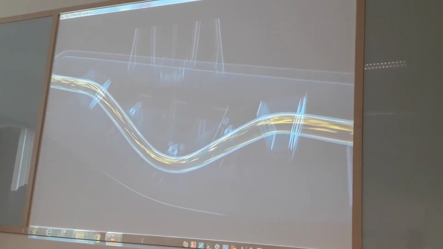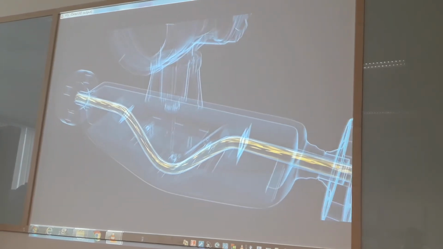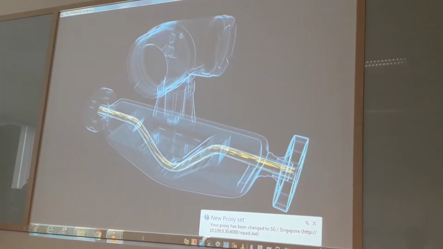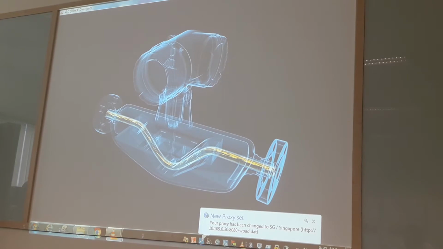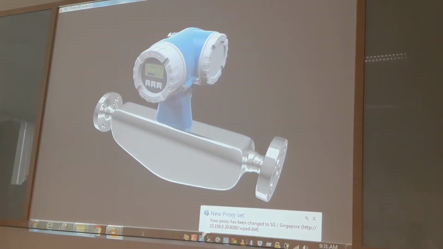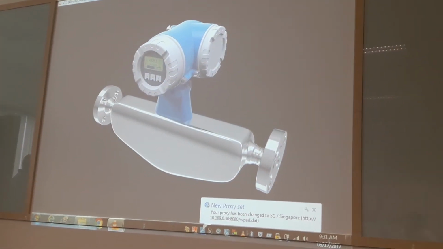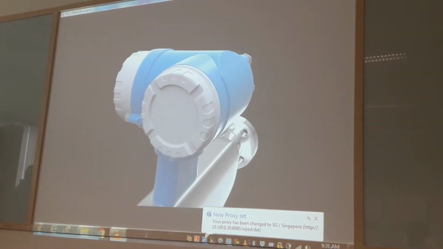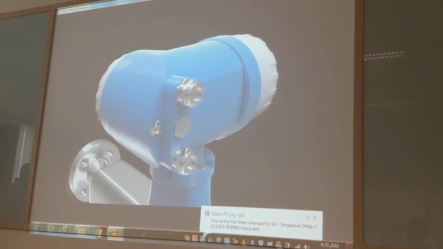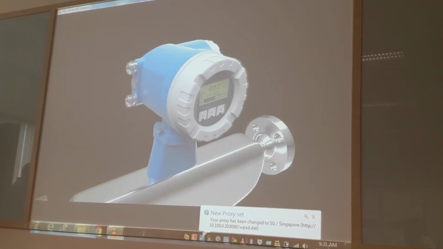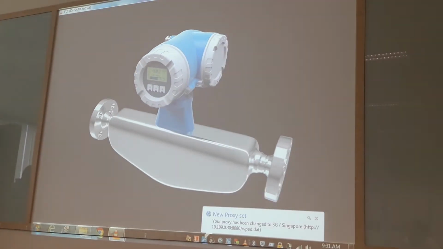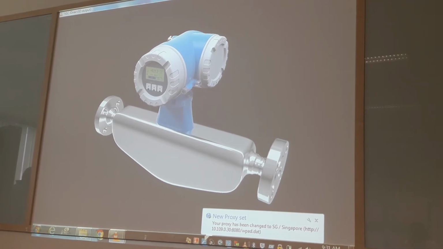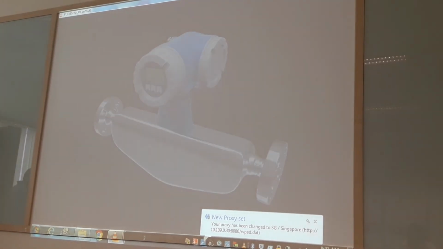Endress+Hauser has continuously revolutionized and perfected Coriolis flow measuring technology in numerous innovative systems. This measuring technology is unique, as it's the only way multiple process variables such as mass flow, volume flow, density, temperature, and even viscosity can be measured simultaneously in pipelines.